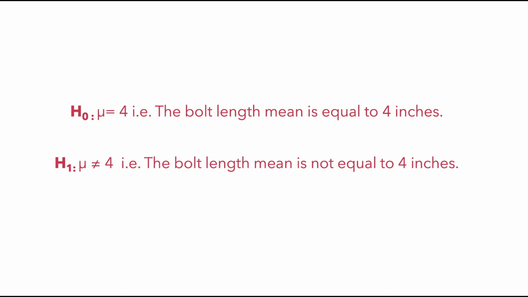Keeping this hypothetical example in mind, we need to frame our null and alternate hypotheses. Our null hypothesis in this case would be that the mean length of bolts in this sample is equal to 4. That is, the bolt length mean is equal to 4 inches. And the alternate hypothesis would be the logical opposite of this. That is, the mean bolt length in the sample is not equal to 4.